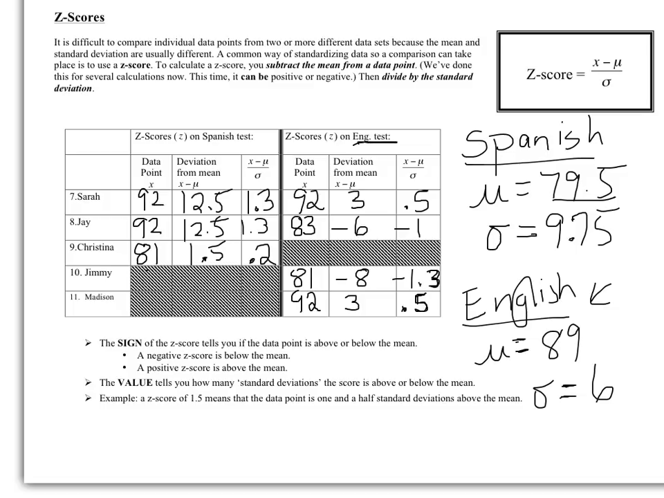Okay, so the sign of a z-score tells you if the data point, basically, is above or below the mean. A negative z-score is below the mean, and a positive z-score is above the mean. So what these z-scores are doing is they're telling us how many standard deviations a score is above or below the mean. So, for example, a z-score of 1.5 means that the data point is 1.5 standard deviations above the mean. So do you remember that bell curve and how we were saying you're 1 standard deviation above the mean or 2 standard deviations above the mean? These scores right here are telling us where everybody is in comparison to everybody else in the class on that particular test. So let's analyze some of these scores on the next page.